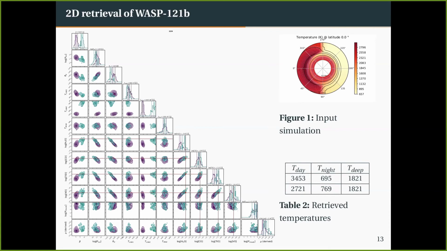We have about 5 minutes till the next talk is supposed to start. There's another question in the chat from Evet. He says, do we really need the 2D retrievals to infer some of these 3D properties, or would 1D retrievals on different parts of the transit be enough to infer some of the temperature differences and asymmetry?